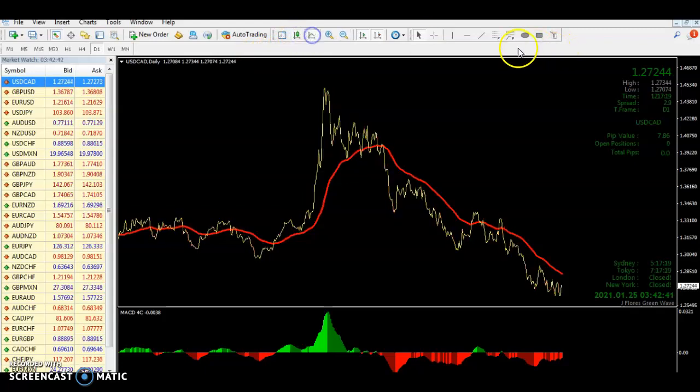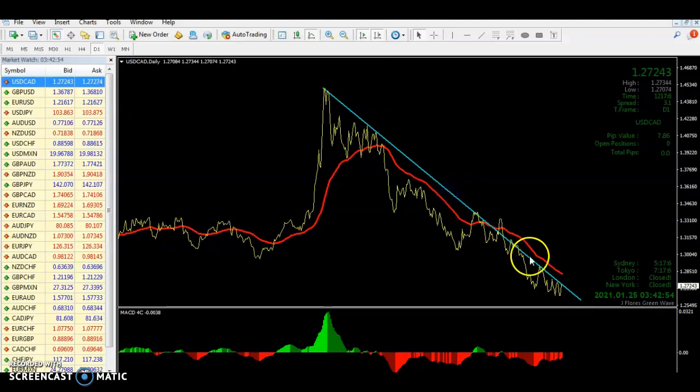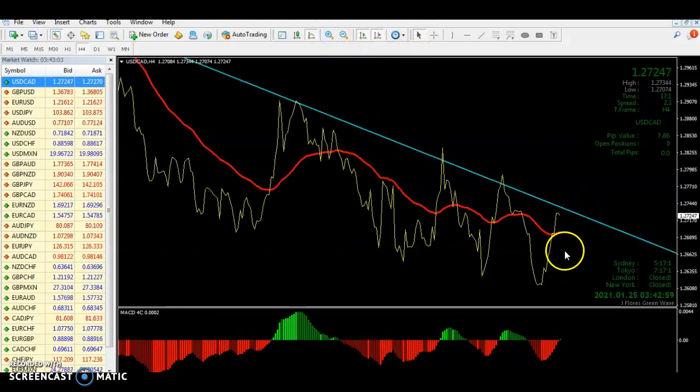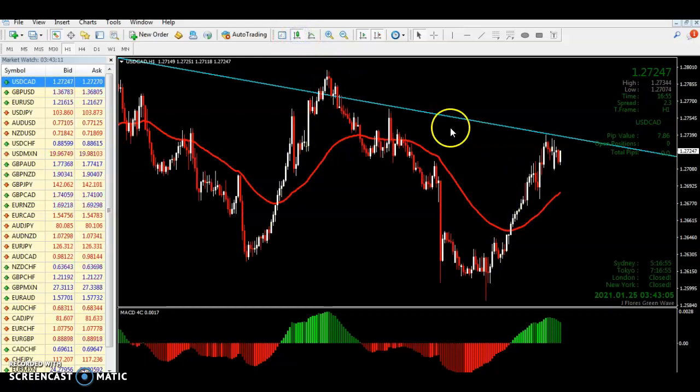So right away, we are in the daily right now. So what I do right away, I put my trend line right there in the daily, okay? That's where we are right now in the daily. Then I go to the 4 hour. Let me make this a little bigger. That's where we are right now in the 4 hour. I can go to the 1 hour if we need to. Okay. Let me get some candles here.